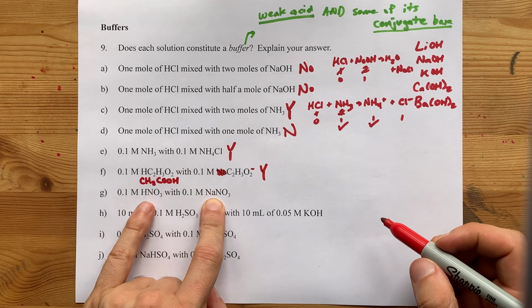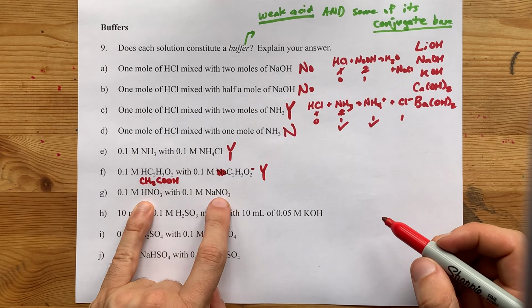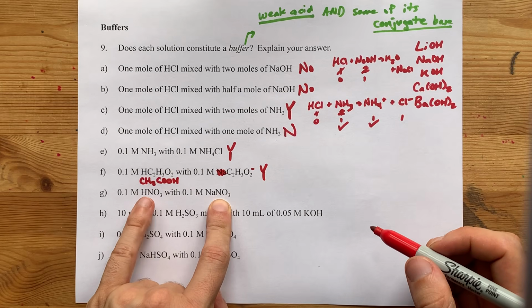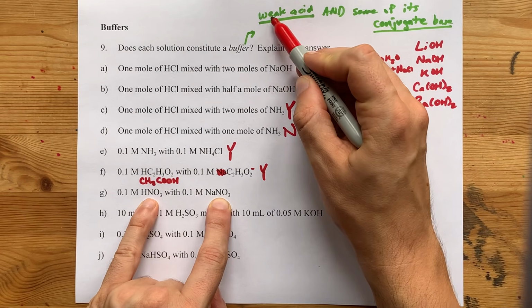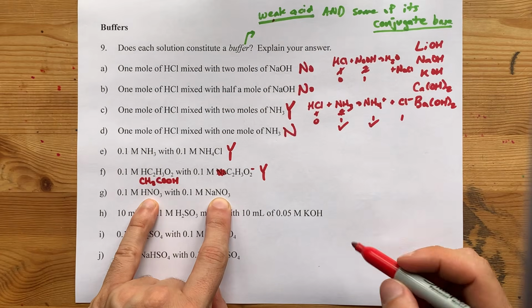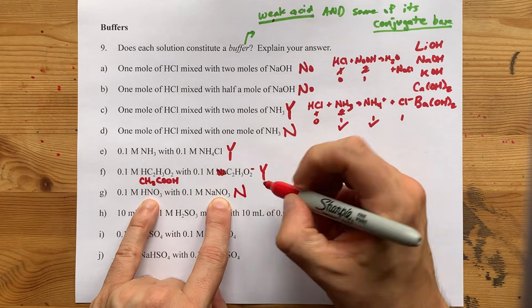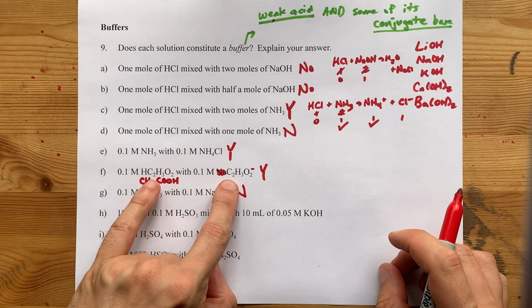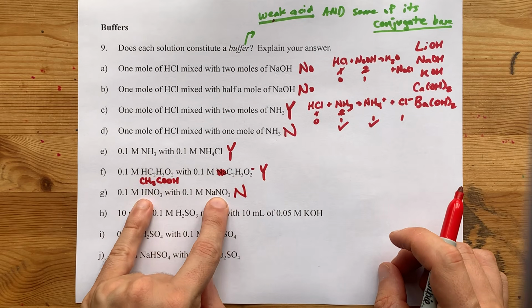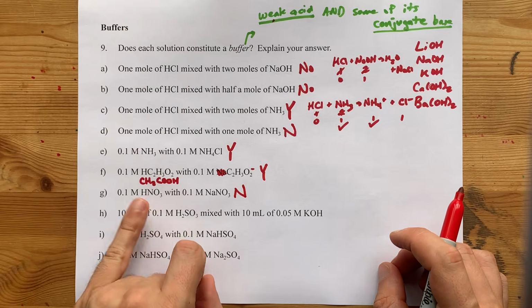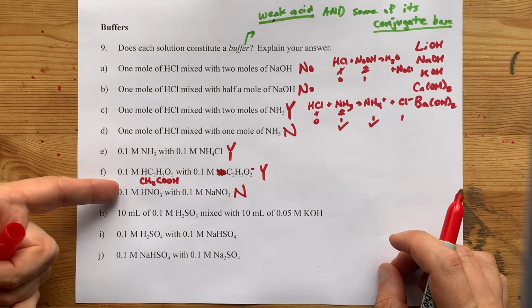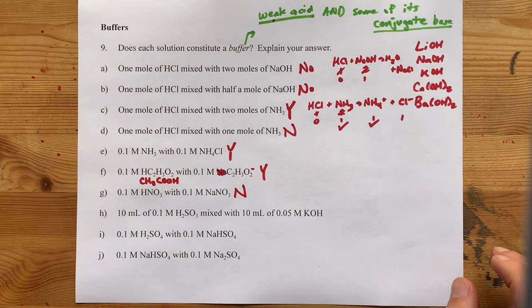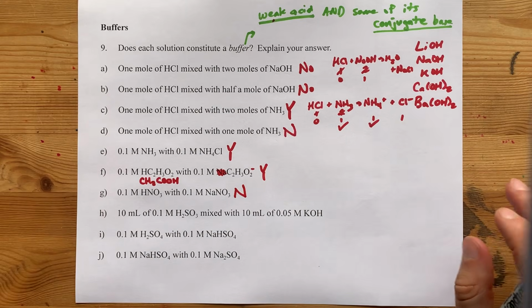How about this one? You're adding an acid and its conjugate base directly, but it was not weak. It has to be a weak acid or base and its conjugate. So even though this one looks so similar to the one above it, because nitric acid is strong, it cannot form a buffer with its conjugate base. Whew.